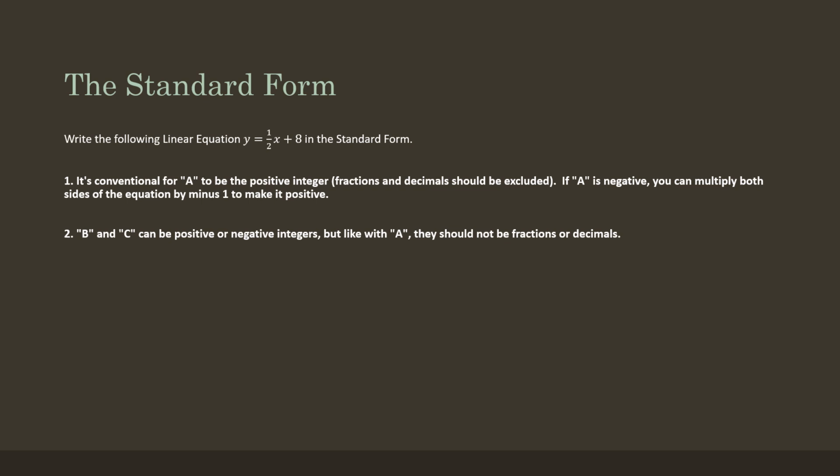2. B and C can be positive or negative integers, but like with A, they should not be fractions or decimals. With that said, we can start the conversion process by subtracting 1/2 x from both sides. Now we have -1/2 x + y = 8. Since this is not in the conventional standard form, we need to multiply both sides of the equation by -2 to both get rid of the fraction in A and make it positive. Doing that, we get the final answer: x - 2y = -16.